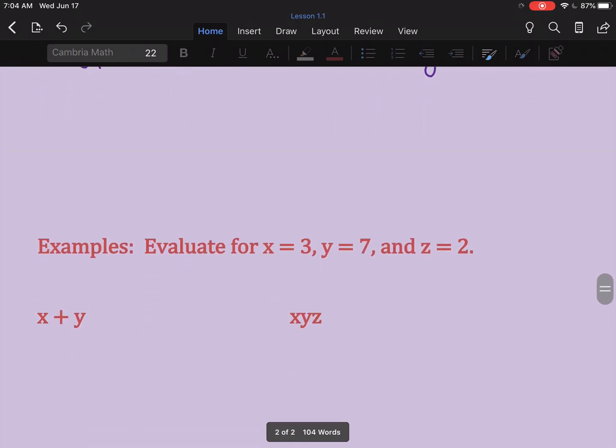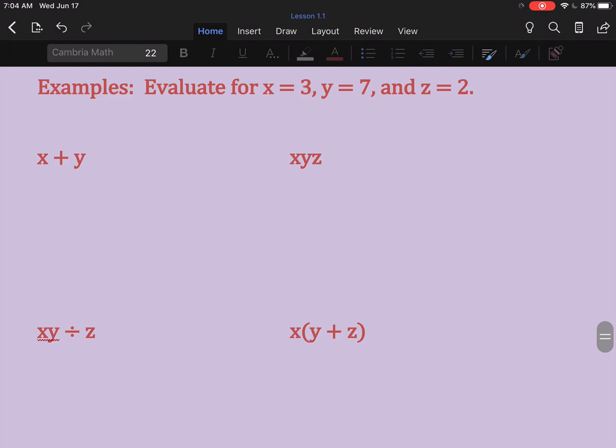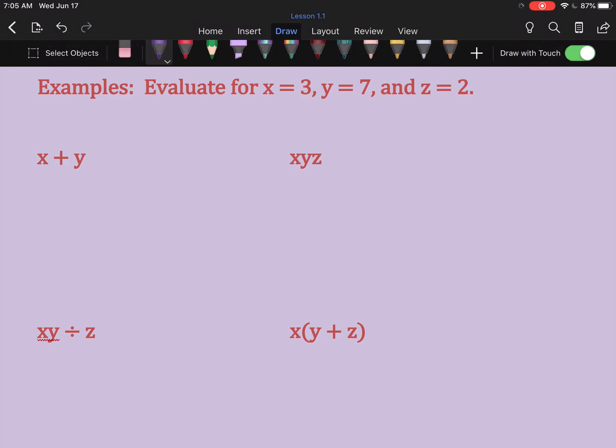So translating is one thing I'll be asking you to do. The other is substitute and evaluate. So I've got some expressions here that involve x, y, and z. And in the directions, I'm telling you that x should be 3, y should be 7, and z should be 2. So what I want you to do here is substitute. X is 3, y is 7. Now, that's a numerical expression. We can add those. 3 plus 7 is 10.